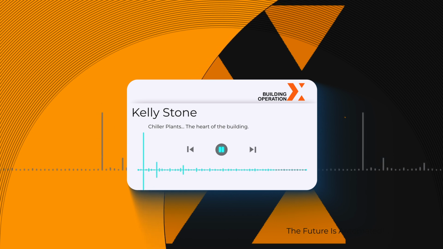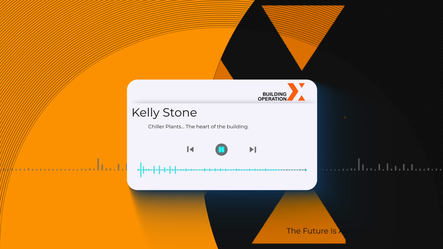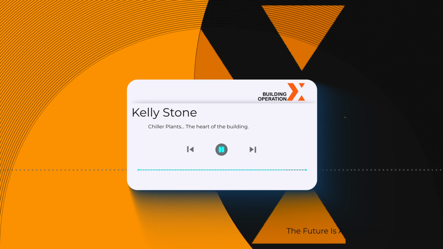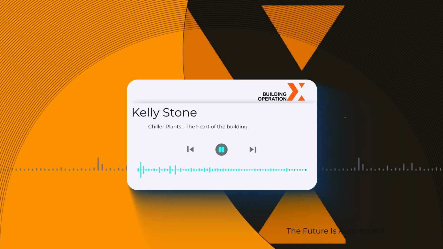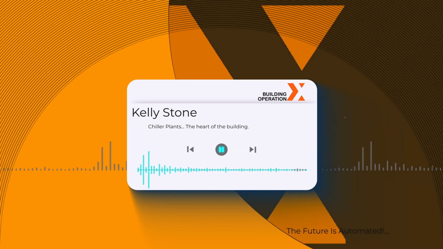This kind of simulation allows us to achieve a level of precision and optimization that was just unimaginable a few years ago. It's like having a superpower for chiller plant management. It's a lot to take in.